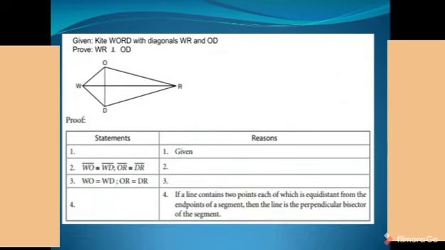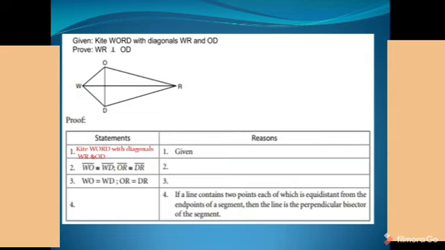Let us prove that one here. Given that kite WORD with diagonals WR and OD, we are asked to prove that segment WR is perpendicular to segment OD. Look into the illustrations this time. What would be our first statement? Well, kite WORD with diagonals WR and OD, that would be our first statement with a given reason.